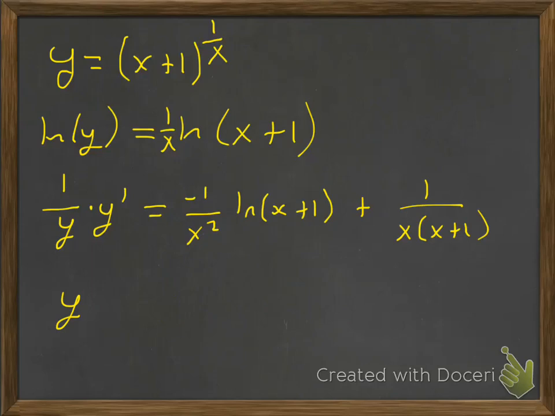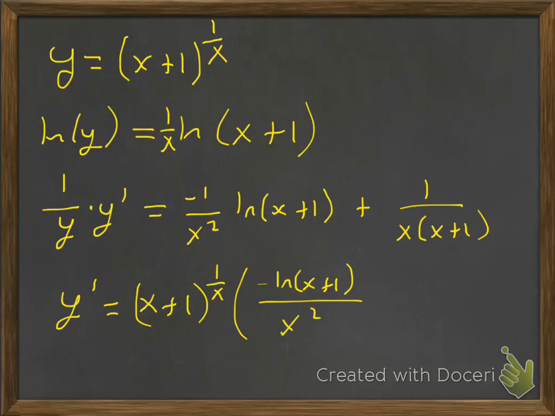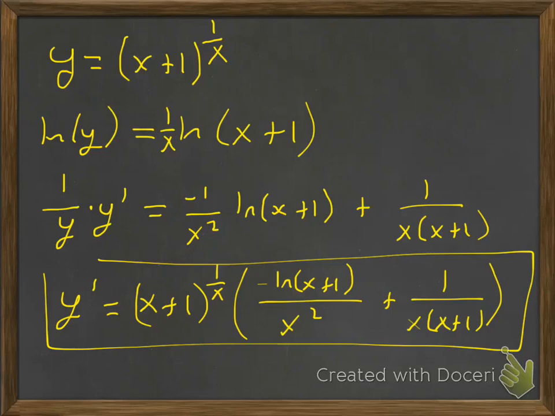Multiply both sides by y, which is x plus 1 to the 1 over x, and then I'll clean this up a little bit. You can do more if you want, maybe find a common denominator, but this is about as far as I'm going to go. That's all the calculus stuff. We're done with that. The rest of it's just algebra.